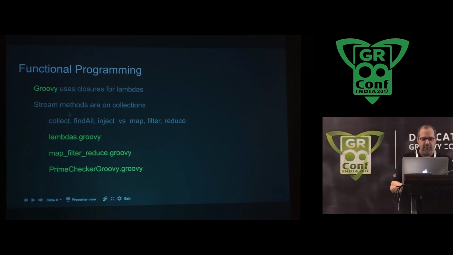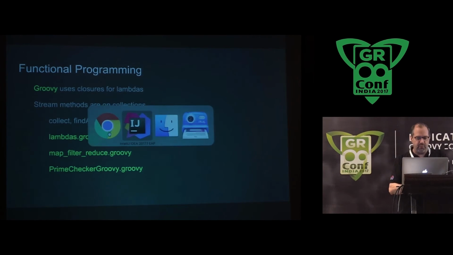In Java 8, of course, the stream methods use the stream metaphor to add all the methods. In Groovy, these methods are added directly to collections through metaprogramming. So methods like collect, findAll and inject are used instead of map, filter, and reduce, and these are all done right on collections. Now this is good and bad. There's a benefit, and there are costs to this as well.